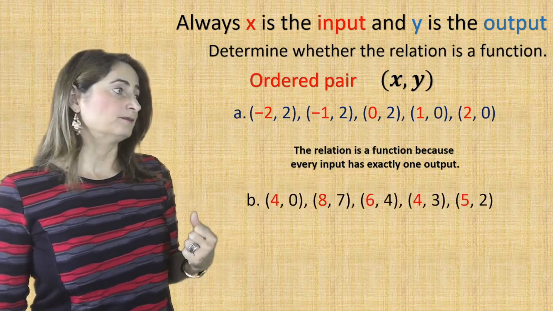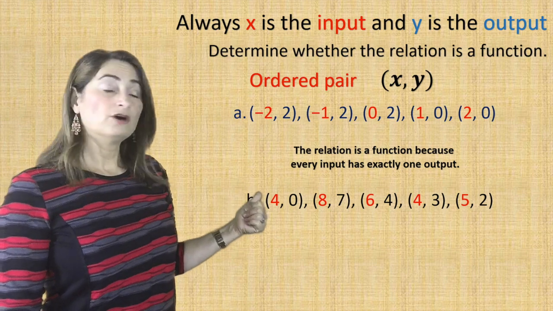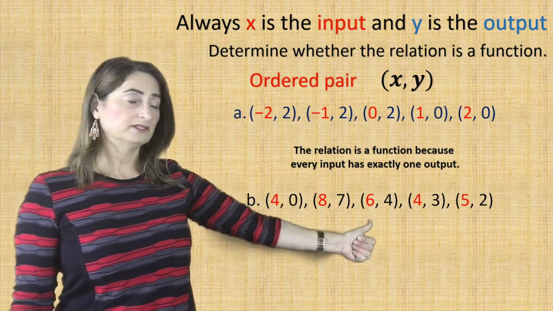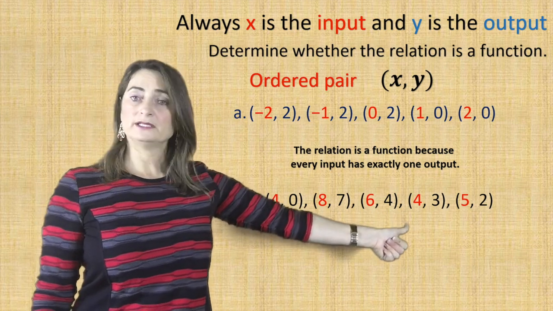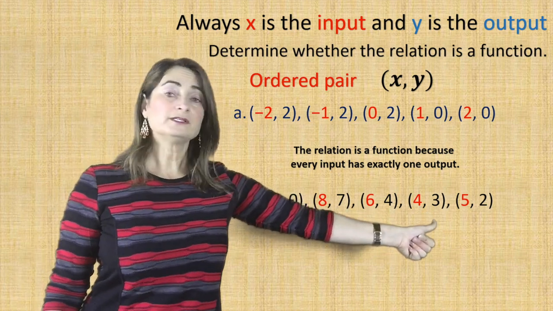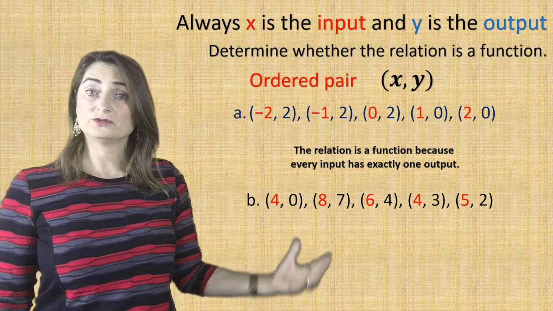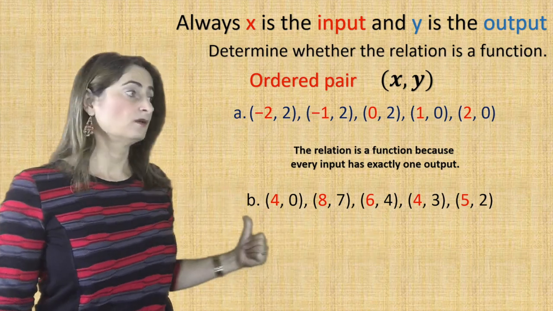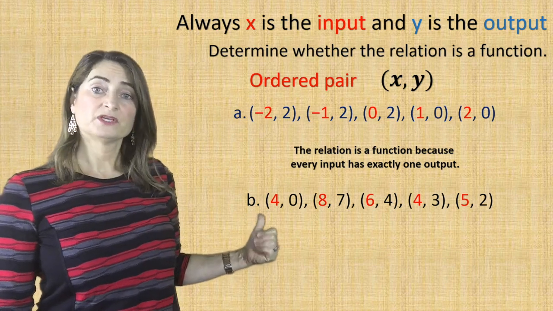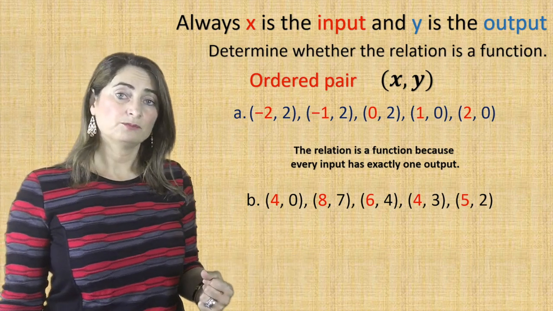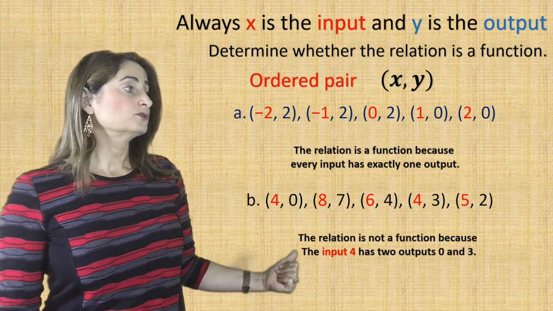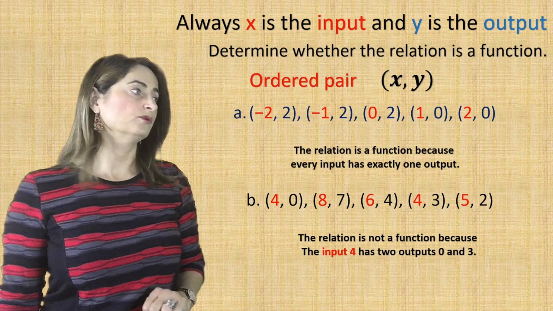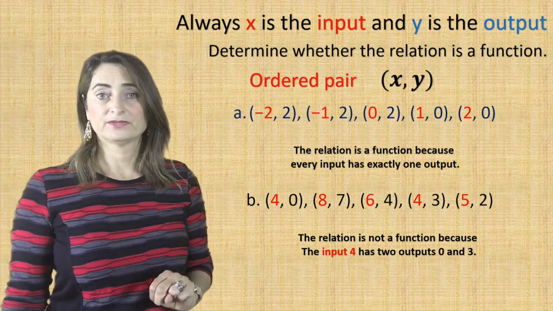Let's look at the second example. 4 is an input and the output is 0. 8 is an input, the output is 7. 6 is an input and the output is 4. Now 4 is an input, the output is 3. Did you notice something? The input 4 has 2 outputs, 2 different outputs. One of them is 0, the other one is 3. So does every input has exactly one output? No. So the relation is not a function because the input 4 has 2 outputs, 0 and 3.